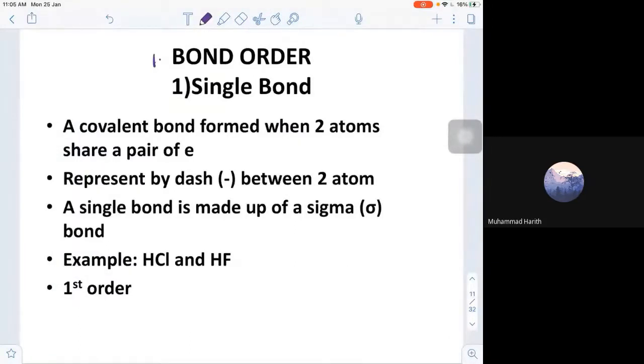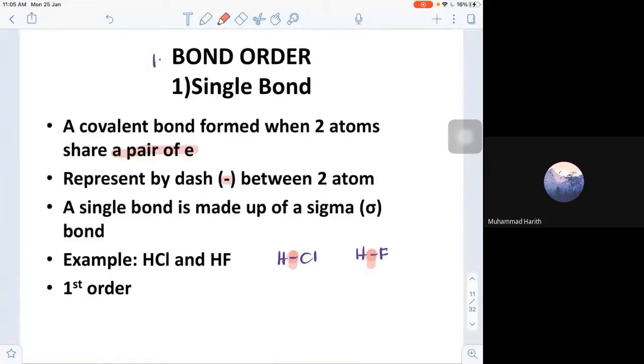The first one is the single bond. If we have a bond that is a single bond, for example in HCl or HF, they are forming a single bond with each other. It is when they are sharing a pair of electrons. When they are sharing a pair of electrons, then they form a single bond. That is represented by a single dash between the two atoms.